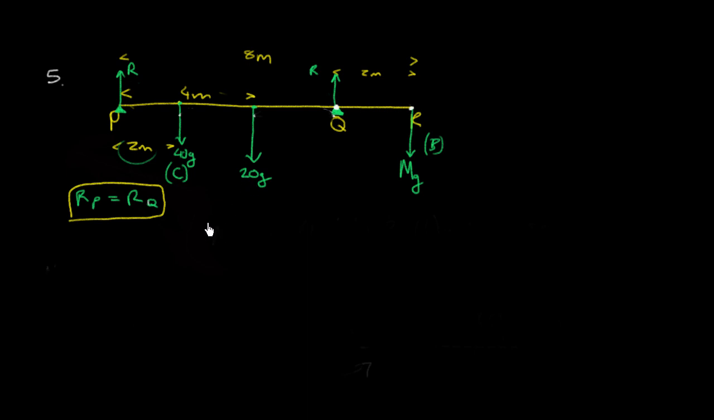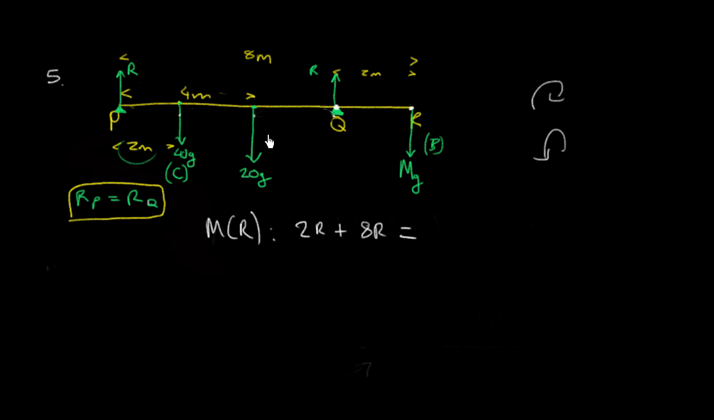So let's do that. Let's take moments about R and see what happens. Forces going clockwise are these two, R and R. One of them acts at 2 meters, so that's 2R. The other one acts at 8 meters, so that's 8R. And that has to be equal to forces going in the other direction, so the anti-clockwise forces, which are these two here.